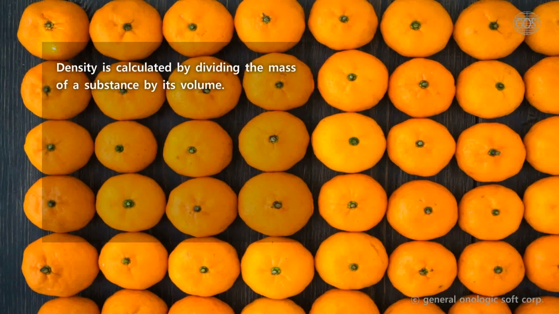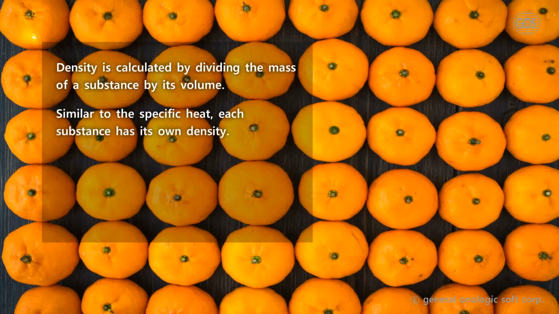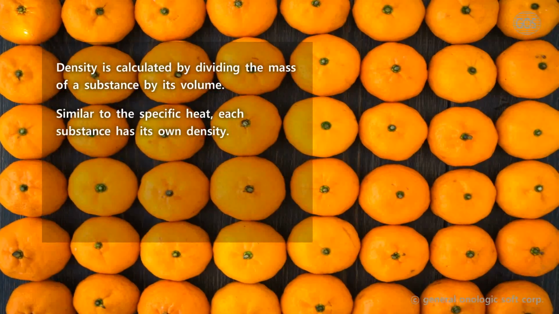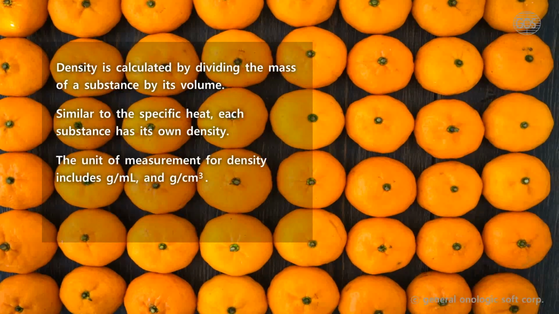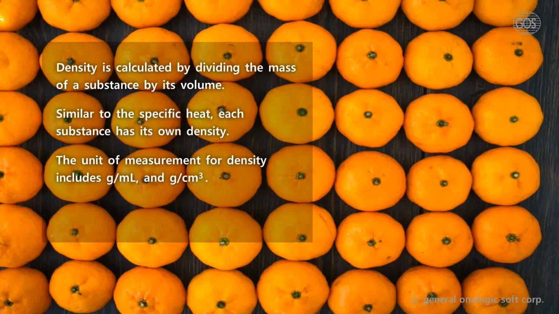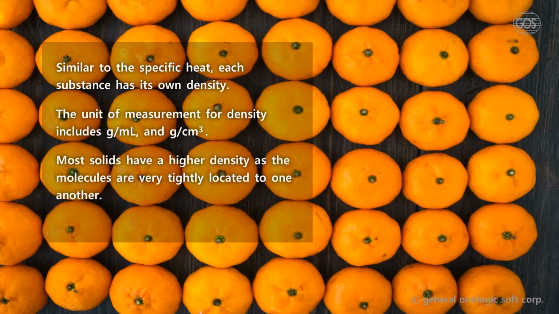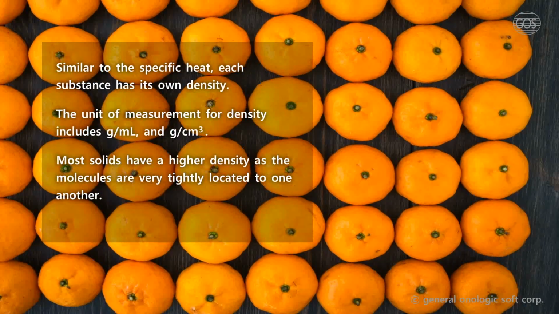Density is calculated by dividing the mass of a substance by its volume. Similar to the specific heat, each substance has its own density. The unit of measurement for density includes gram per milliliter and gram per centimeter cubed. Most solids have a higher density as the molecules are very tightly located to one another.